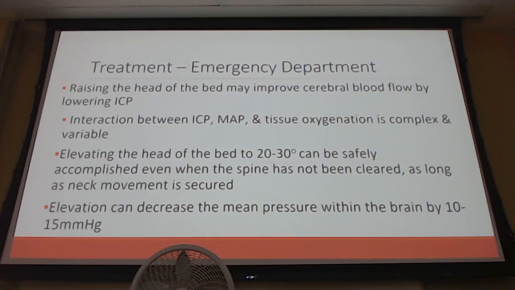And then simple maneuvers we can do, we can elevate the head of the bed to 30 degrees. It's going to be probably the first initial treatment we're going to do in anybody who has a suspected traumatic brain injury. It can decrease that mean pressure like 10 to 50 millimeters of mercury. So it can be extremely helpful in these patients.